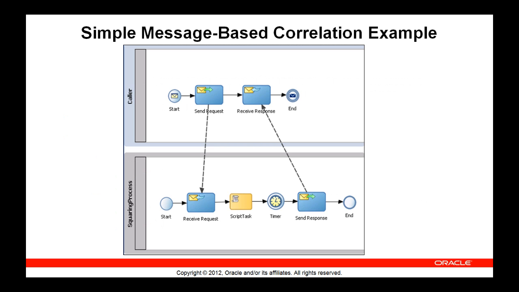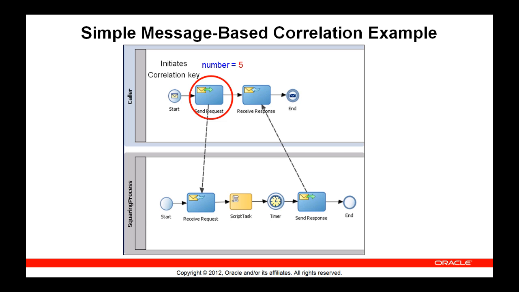In this example, a caller process sends a message to a reusable subprocess called squaring process, thereby starting a new instance of the squaring process. The send request task in the caller process initiates a correlation key that contains a single property. This property is mapped to a process data object called number. Let's assume that that number has a value of 5.